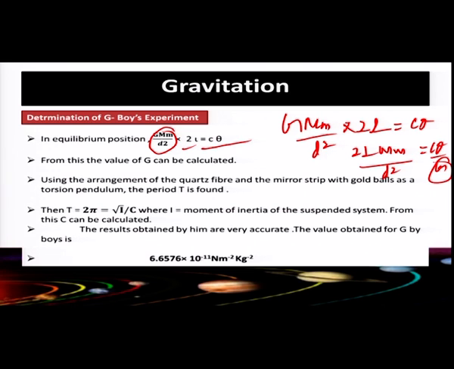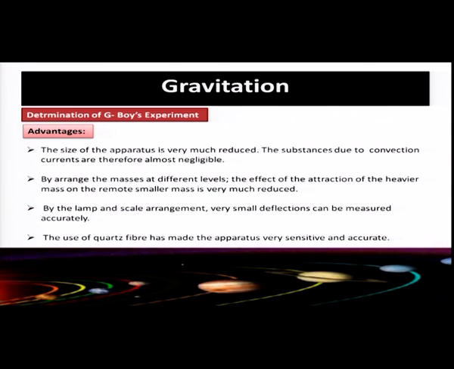Using the arrangement of the quartz fiber and the mirror strip with the gold balls as a torsional pendulum, the time period T is found. We know that the time period is 2 pi root of I by C, where I is the moment of inertia and C is the couple per unit twist. The results obtained in these experiments are very accurate, and the value obtained for G by Boys' experiment is 6.6576 into 10 power minus 11 N m squared kg power minus 2.